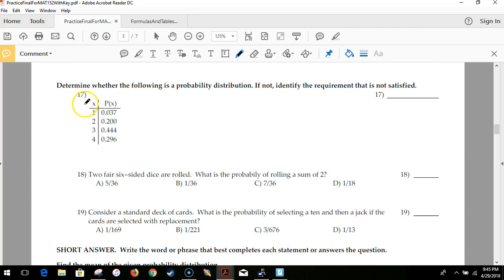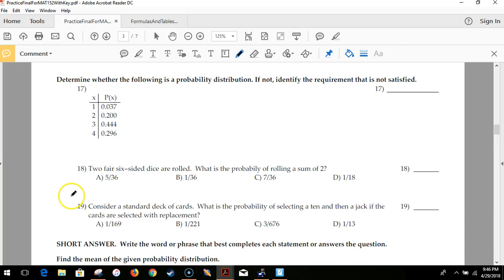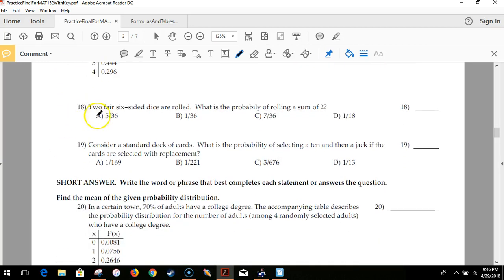Number 17 snuck in from chapter 5, so I'm going to skip that for a second and finish 18 and 19 because those are both from chapter 4. Two fair six-sided dice are rolled. What's the probability you roll a sum of 2? Well, this is that chapter 4A lab. You have 6 things that can happen on the first and 6 things that can happen on the second roll, so there's 36 things in your sample space. The 36 sums are not unique. Some of them duplicate, right? Like 7 is the most.